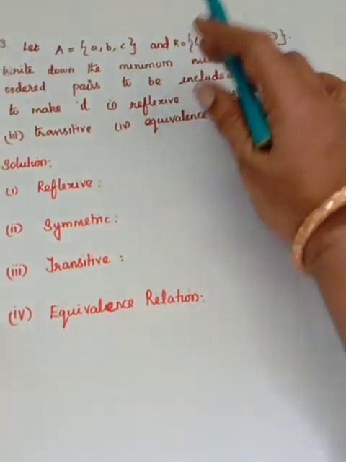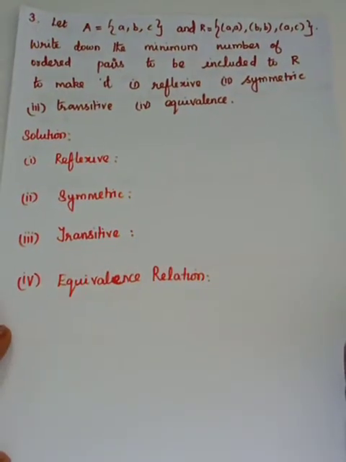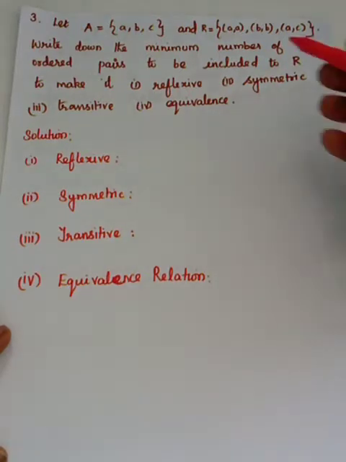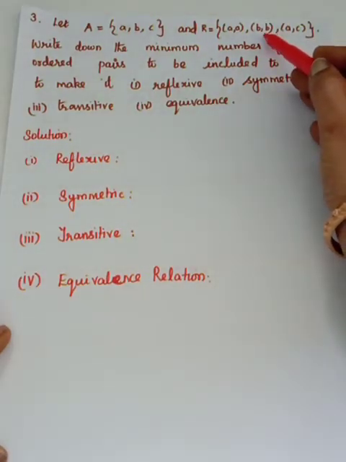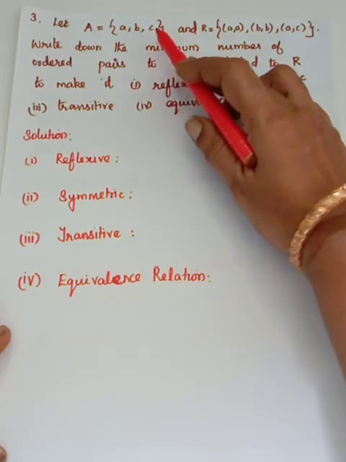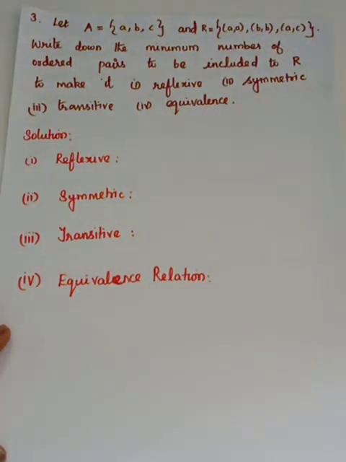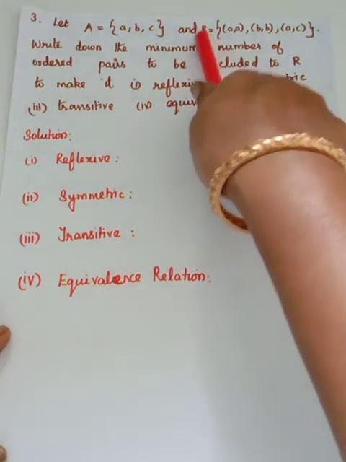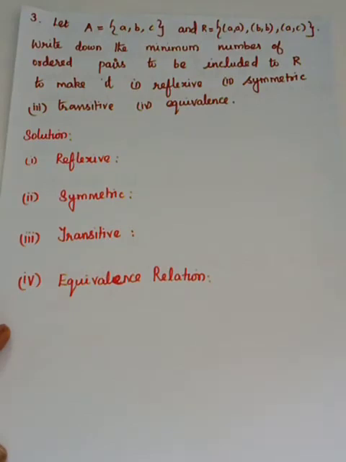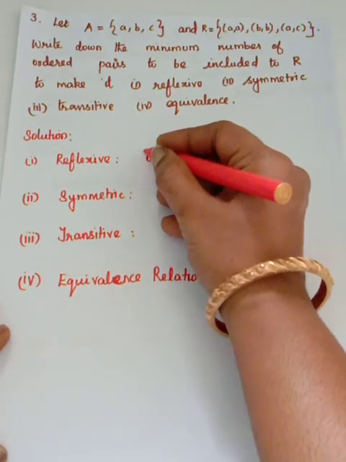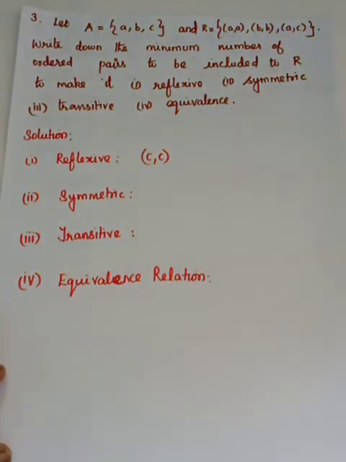Okay, the next element in A is b, isn't it? If you consider b, b is related to b itself. So what ordered pair should be there? B comma b. B comma b also is in that relation. Now consider the next element c. C is related to c itself. So what ordered pair has to come? C comma c. If c comma c is present in the relation, then only we can say that relation is reflexive. Here c comma c is missing. If we include the ordered pair c comma c, then we can say that relation is reflexive.